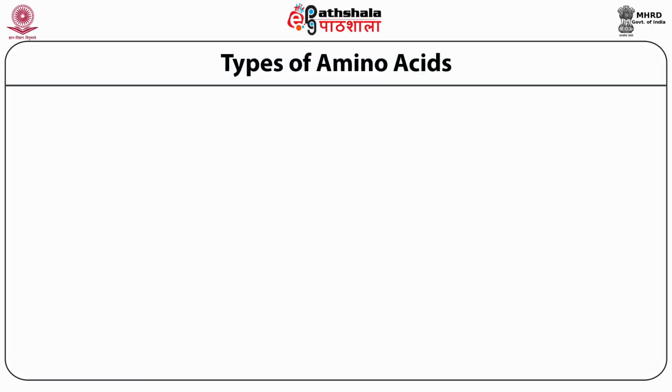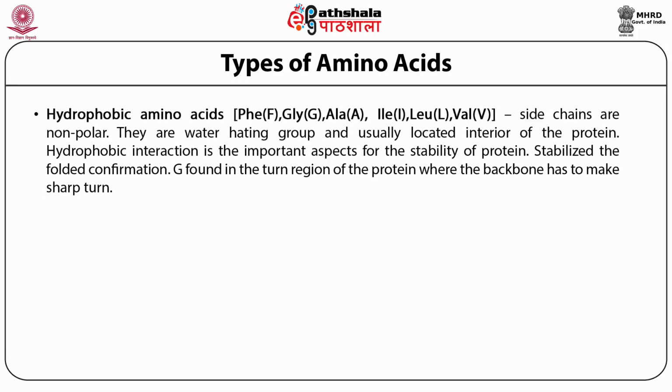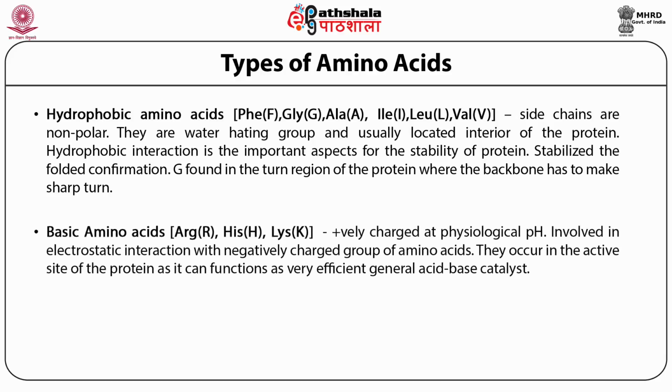Types of amino acids: hydrophobic amino acids are phenylalanine, glycine, alanine, isoleucine, leucine and valine. Side chains are nonpolar. They are water-hating groups and usually located in the interior of the protein. Hydrophobic interaction is an important aspect for the stability of protein. It stabilizes the folded conformation. Glycine is found in the turn region of the protein, where the backbone has to make a sharp turn. Basic amino acids: arginine, histidine, lysine.